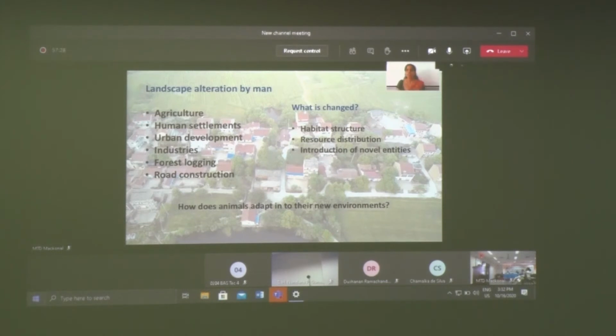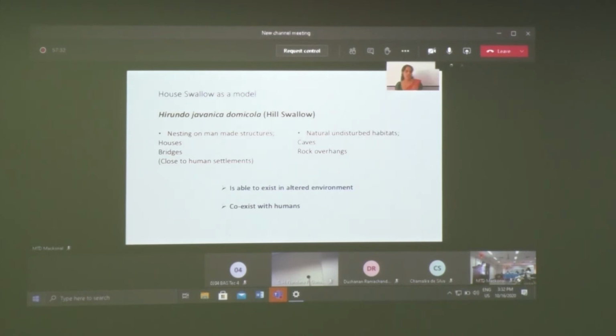So how do they adapt to these shifts of basic ecological paradigms? In order to understand this, I use the house swallow as a model of the risk. They are found in both distant natural habitats as well as in human settlements, nesting on man-made structures, and thus have been able to make the transition from forest to the town successfully.